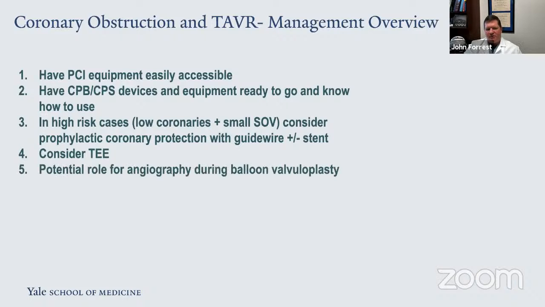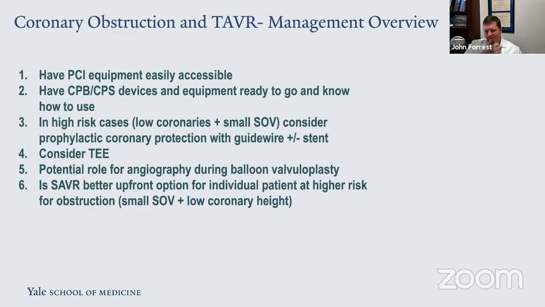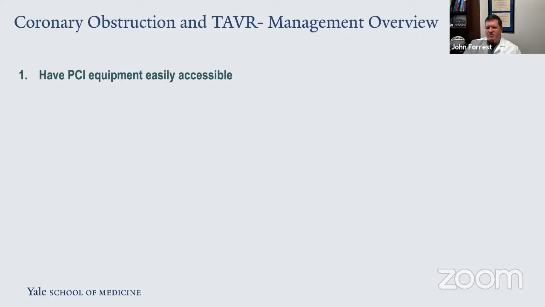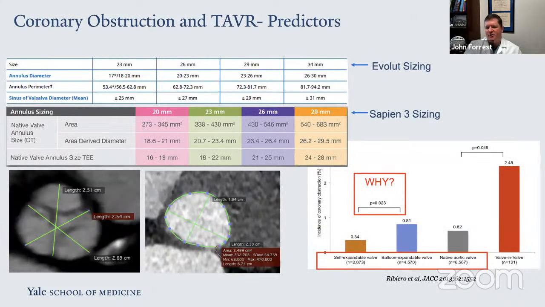We talked a little about the role for angiography during balloon valvuloplasty. And I think it's important that this is one group of patients, especially if you're dealing with a low risk patient, that if you have low coronaries and a small sinus of Valsalva, that's a concern for the patient undergoing the TAVR. I'll go back to that slide. I don't want you to think it's not a concern for a patient with a native aortic valve undergoing surgical valve replacement. There still is a risk of coronary obstruction, as you can see here.